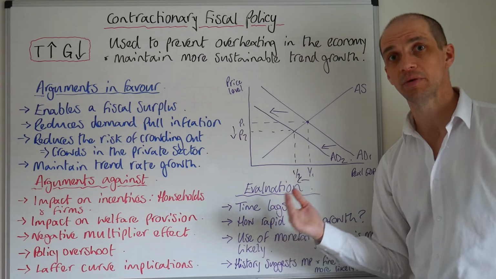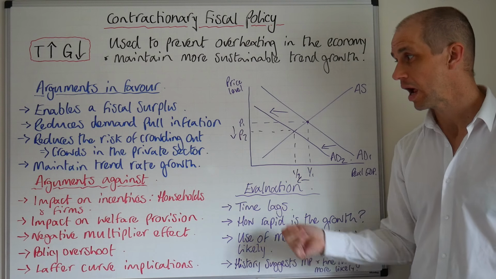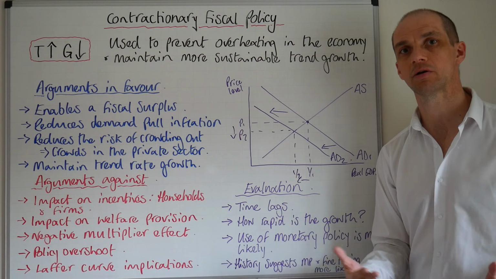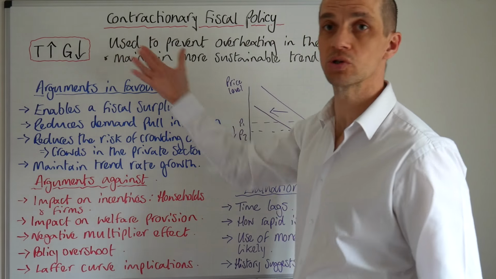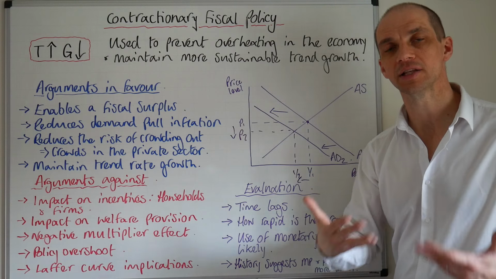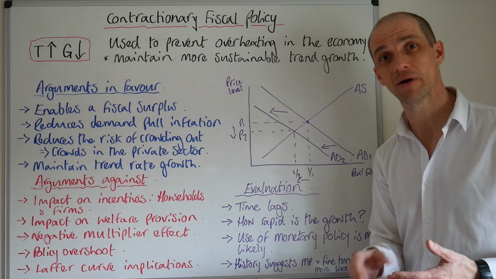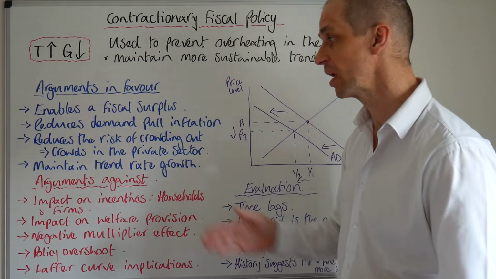There's also the argument regarding maintaining the trend rate of economic growth, that this enables more sustainable growth to be maintained. But you can also question whether or not it is sufficient just to rely upon those automatic fiscal stabilisers that we've discussed before.